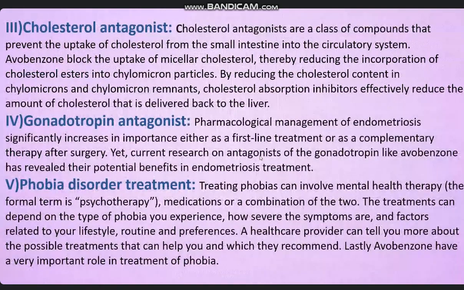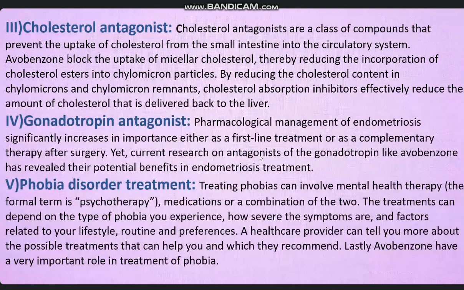Cholesterol antagonists are a class of compounds that prevent the uptake of cholesterol from the small intestine into the circulatory system. Avobenzone blocks the uptake of micellar cholesterol, thereby reducing the incorporation of cholesterol ester into chylomicron particles. By reducing the cholesterol contents in chylomicron remnants, cholesterol absorption inhibitors effectively reduce the amount of cholesterol that is delivered back to the liver.